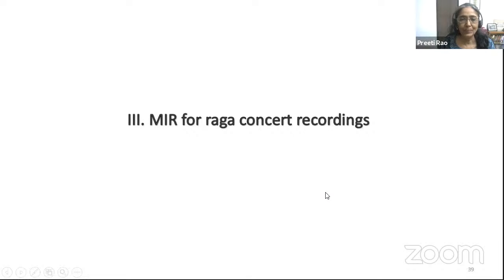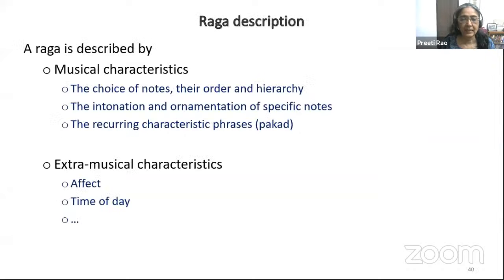Okay, so coming to actual MIR tasks that we might want to do on raga concert audio recordings that we have, let's talk a little bit about how we describe ragas, because we need to relate this to some of those attributes that we may be able to extract from the signal. The musical characteristics of the raga are described by the choice of notes, the order, and the hierarchy. What are the important notes and what are the not so important notes. The intonation, that is the precise realization or articulation of the note, and the ornamentation of specific notes.